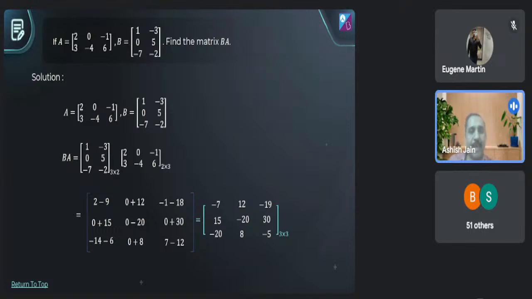आपको दिक्कत है तो elements आप multiply लिख लीजिए, 1 into 2 plus minus 3 into 3, and then solve it. एक step बढ़ जाएगी बट आपको solve करने में आसानी हो जाएगी. For every element you have to do the same and at last I'll get the matrix as minus 7, 12, minus 19, 15, minus 20, 30, minus 20, 8 and minus 5. Clear है?